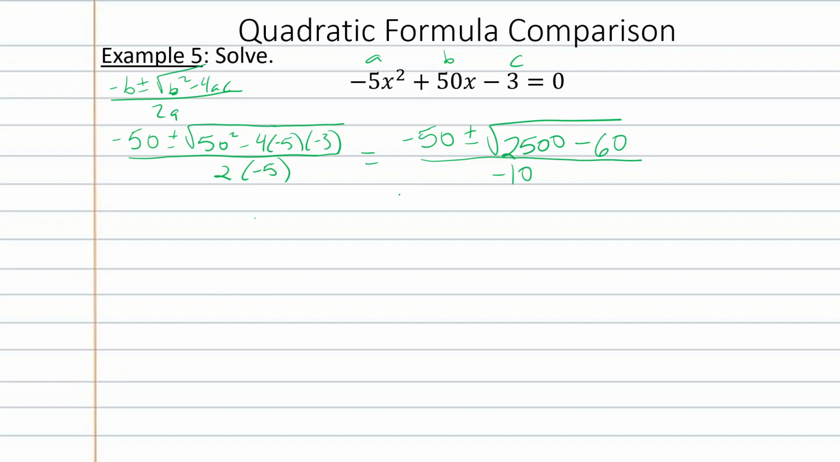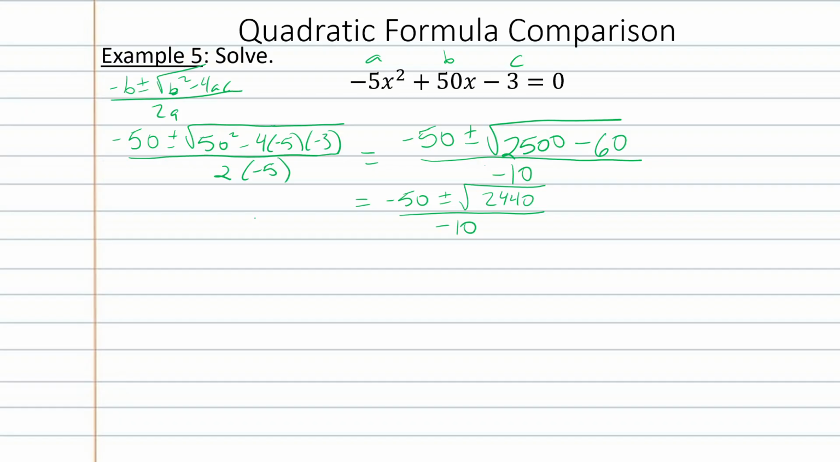Okay, now we get to look at this. So 25 squared, that's what, 2,500, minus 60, which gives us the square root of 2,440 all over negative 10. Let's see if we can figure out what that is. Use your calculator here. 2,440. Hit the square root of that.